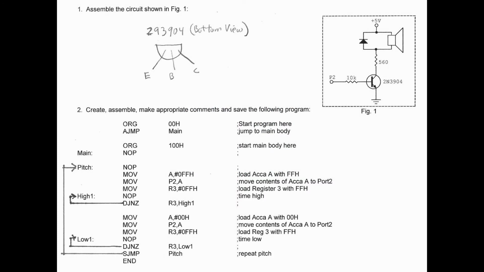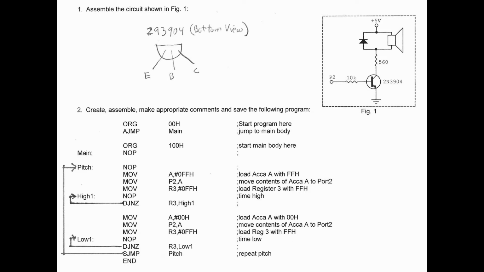This lab is similar to Lab B, except that instead of putting out a square wave to turn on LEDs, our square wave will turn on a speaker. Here's part of the code that we are using. If you'll notice, we're taking the number FF in hexadecimal, going to accumulator A, and then to port 2. The effect of putting FF at port 2 means that all the pins on port 2 will go high.